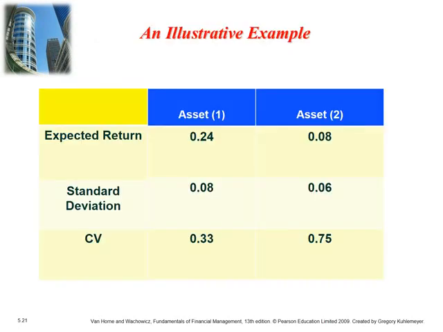This is an illustrative example. I have two assets, asset 1 and asset 2. The first asset, the expected return is 24% and the standard deviation is 8%. The second asset, the expected return is 8% and the standard deviation is 6%. Which one is better? Which one do I have to choose? Okay.